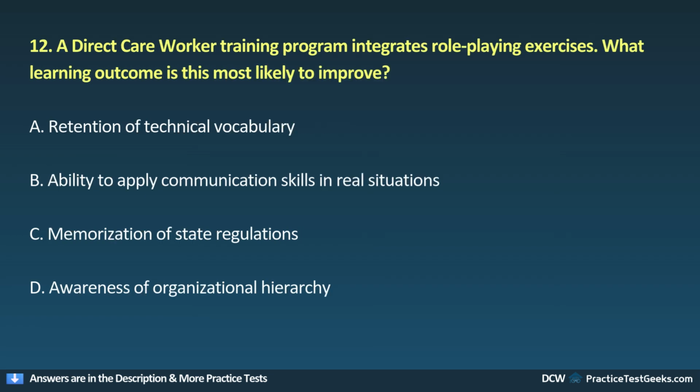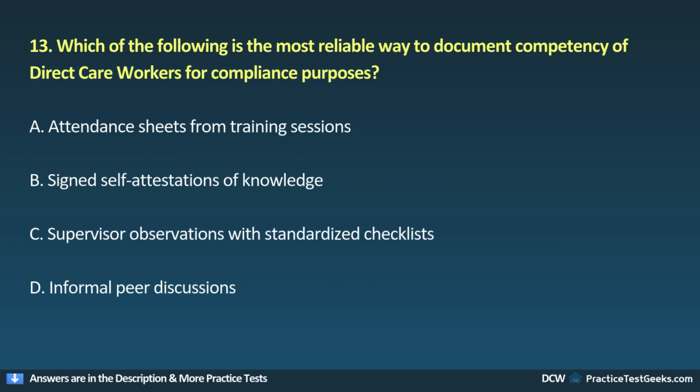12. A direct care worker training program integrates role-playing exercises. What learning outcome is this most likely to improve? A. Retention of technical vocabulary. B. Ability to apply communication skills in real situations. C. Memorization of state regulations. D. Awareness of organizational hierarchy.